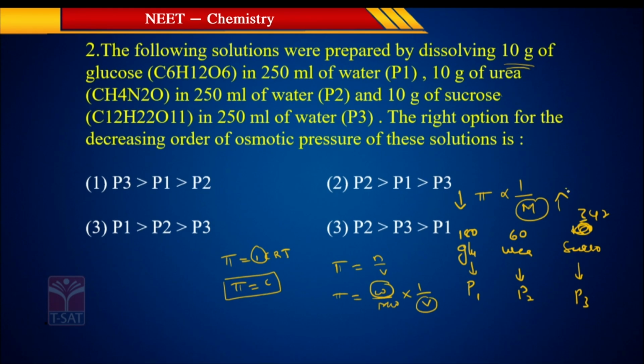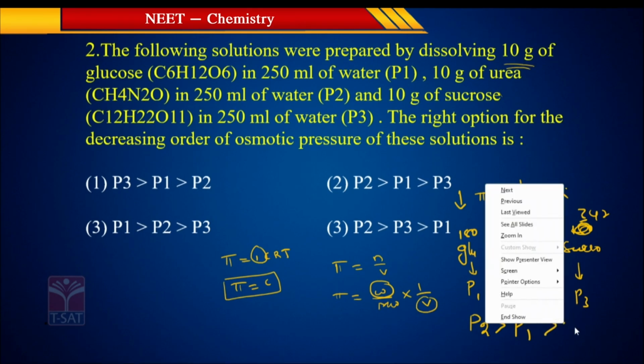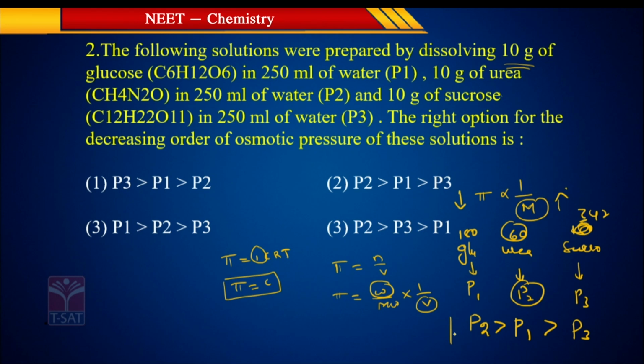So, molecular weight more means pressure is less, molecular weight less means pressure is more. So, molecular weight is less for urea, so urea has higher pressure than glucose P1, than sucrose, that is P3. So, this will be given in option 2, right.